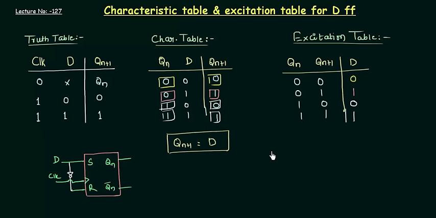So this is all that you need to know about the characteristic table and the excitation table for the D flip-flop. It's better to remember that Qn plus 1 is the same as D. And I'm telling you this because when you do the flip-flop conversions and the designing of your counters, you're going to require this knowledge very frequently. Every time you cannot make your characteristic table and excitation table by using the truth table, you don't have that much time. If they ask in a question to convert JK flip-flop to D flip-flop, then you must know these values.